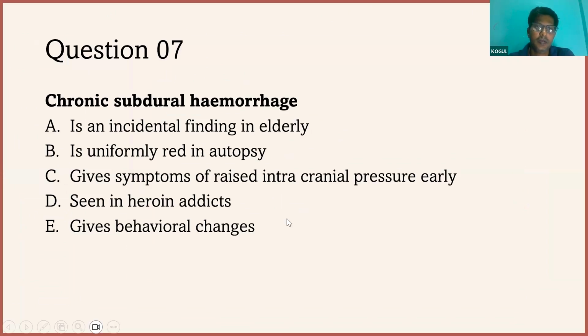So the chronic subdural hemorrhage is an incidental finding in the elderly, because they can survive without any symptoms. In the autopsy we will find it as an incidental finding. It's uniform red in autopsy. Chronic means that's why it's uniform, but not red, because with chronicity it changes to a chocolate brown color. Sometimes the chronic one is even absorbed and we don't see much. So sometimes a very dark chocolate color or liquefactive changes will be there.